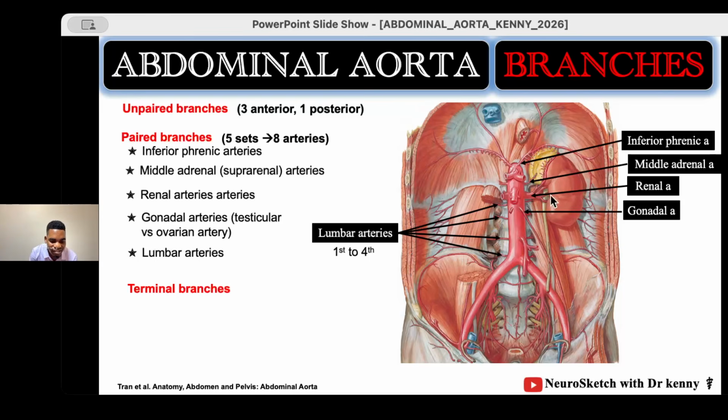And next, the next set, we're going to see the gonadal arteries. And what are the gonads? Gonads are testes in men and ovaries in women. So the gonadal arteries are testicular arteries in men, and they are ovarian arteries in women. This is to say, the testicular artery is taking origin from the abdominal aorta, and the ovarian arteries are also coming from the abdominal aorta.